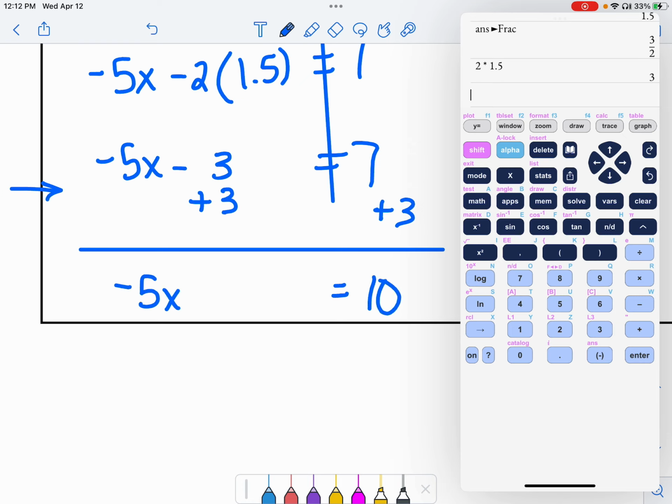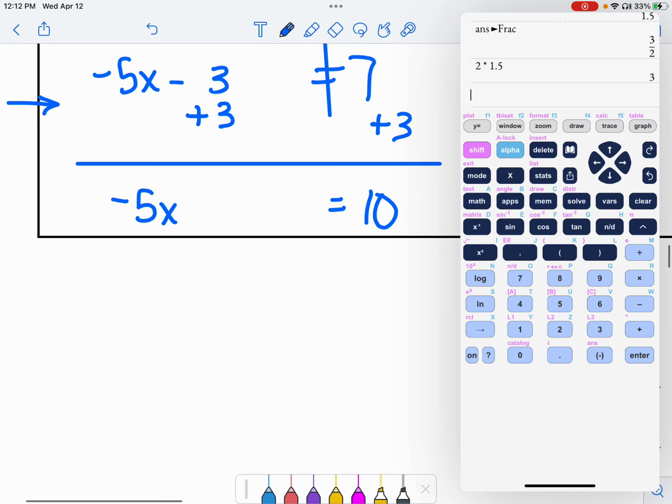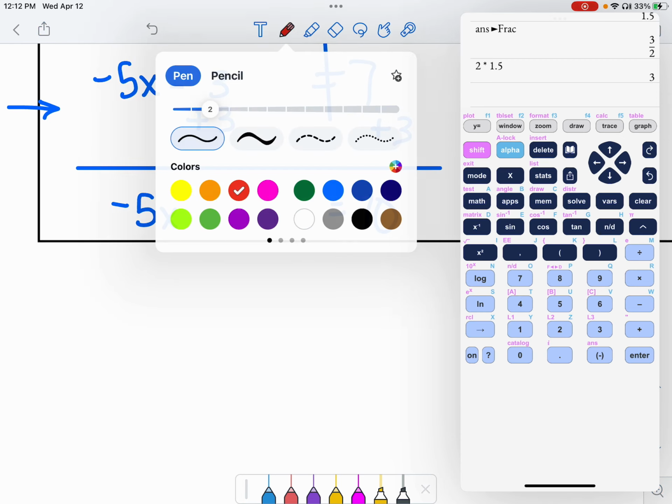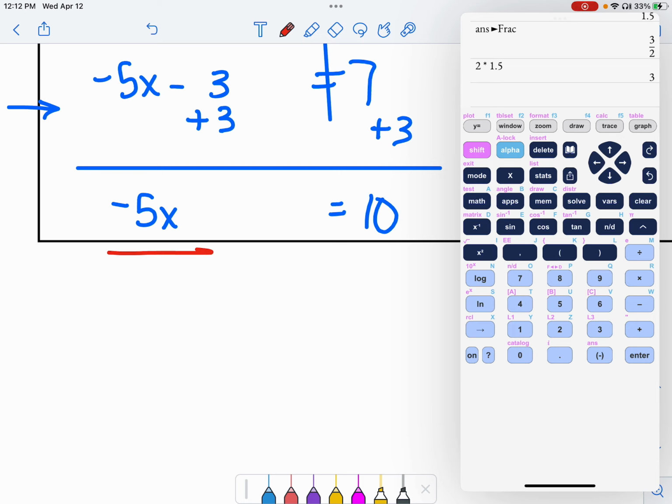Remember, this is just review. Don't think you're learning anything new. Just trying to review so it's not like it's been 1,000 years when you get to the keystones. Divide by negative 5 on both sides, and x equals negative 2.